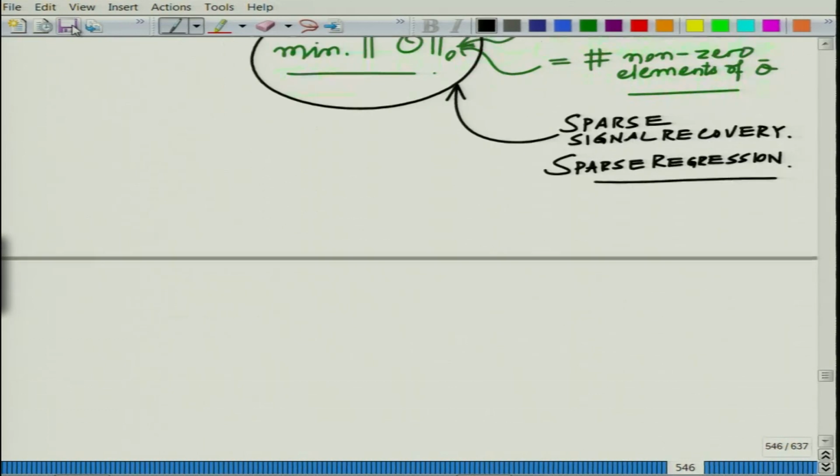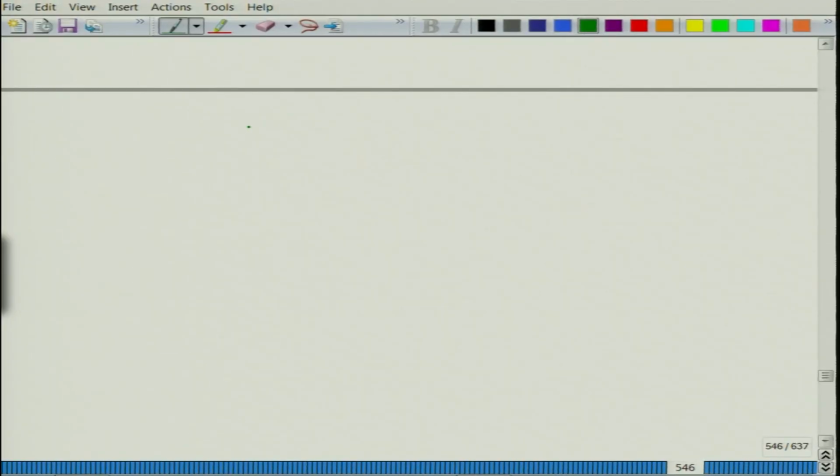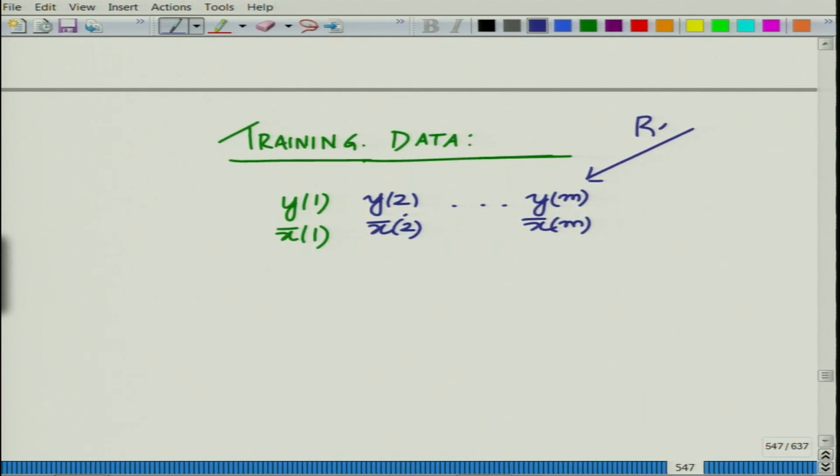Now, we consider to do this for the sparse regression. Remember, we always start with the training data. So, let us start with the training data. Again, let us say we have these m training samples. Our training data comprises y1, the corresponding regressors x1, y2, and so on. These are the responses and these are the corresponding regressors. Each of these is the response and these are the regressors, or basically your explanatory variables, right.